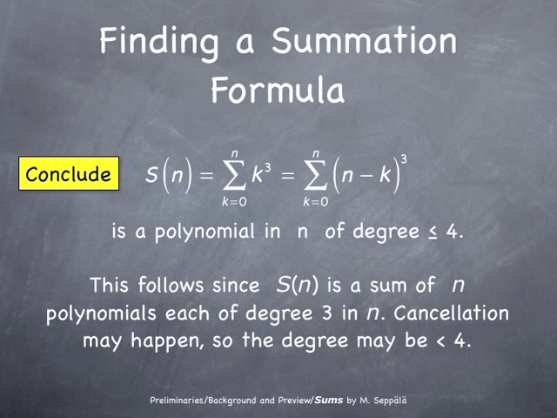So when we add n times n cubed together, we get n to the 4th. Now cancellation might happen, so the degree may be less than 4, but it certainly is not larger than 4. This is a key observation and allows us to find a nice formula for the sum of cubes.